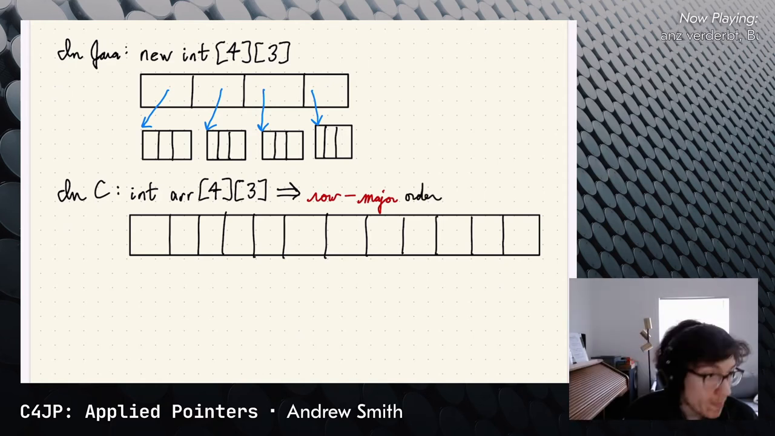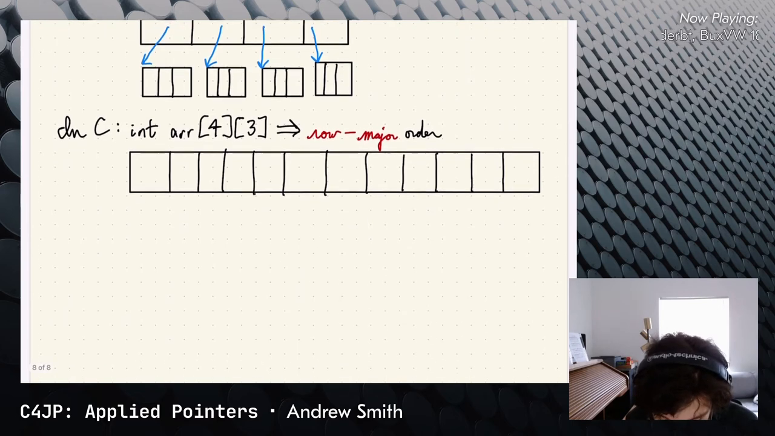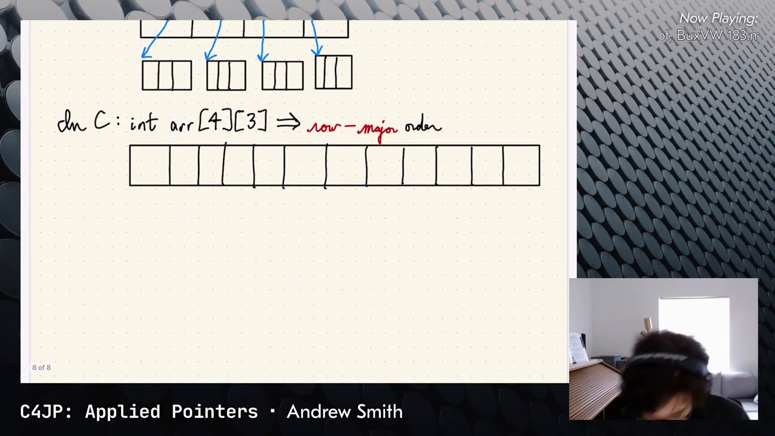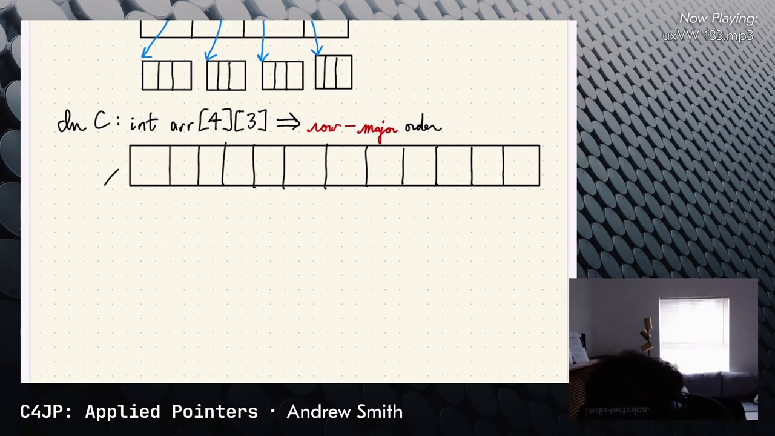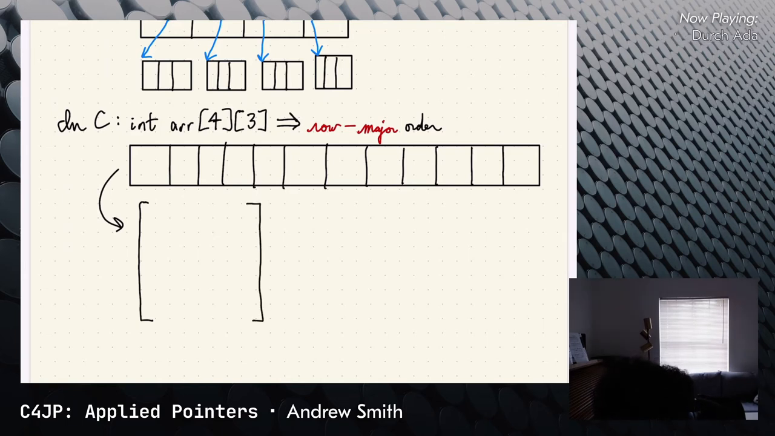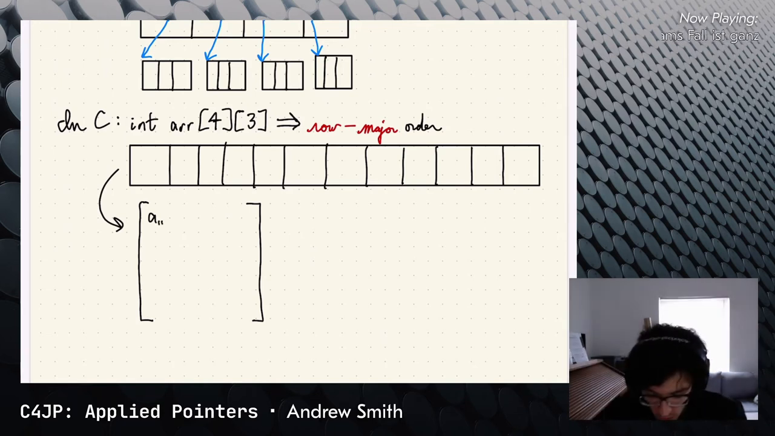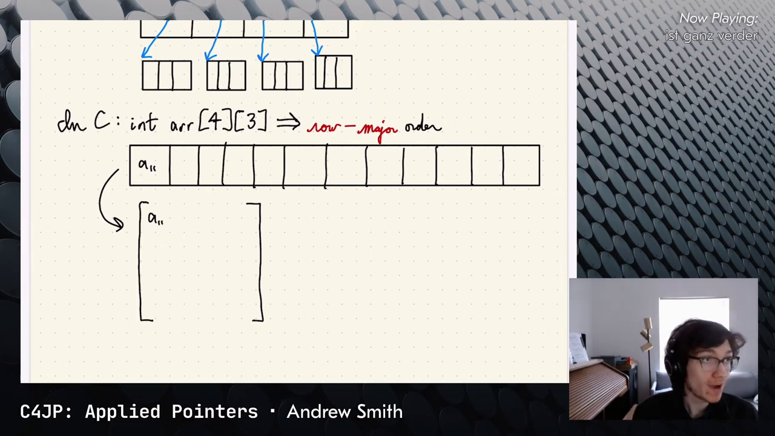So what does row major mean? Well, if we think about our array as a matrix that has 4 rows and 3 columns, let's say there's our matrix, then position A11 in this matrix is going to correspond to the first element in our row major order array.